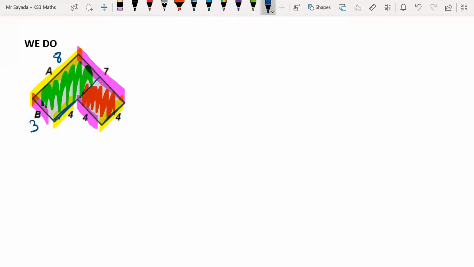Let's start with the green one. Work out the area of that rectangle. Say your answer to the video. The area of that rectangle is 8 times 3, which is 24 centimeters squared.